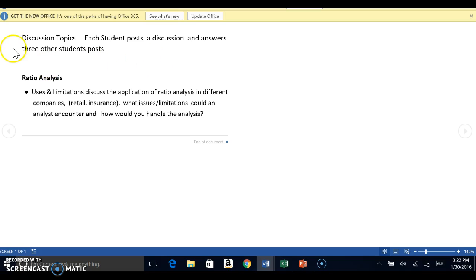And then I want you to at least respond to 3 other students' posts. So you'll post your answer on the message board, and then you need to go to 3 other students and post your response to them as well. Feel free, don't limit yourself with 3, and if you get into a discussion, that's great. We look forward to reading those, and that's really where the learning begins.